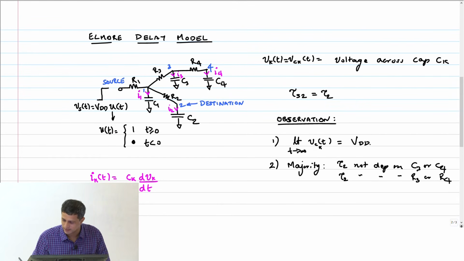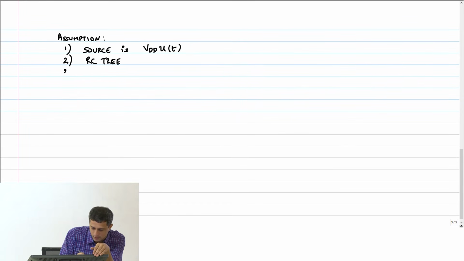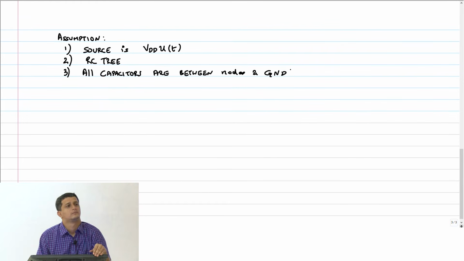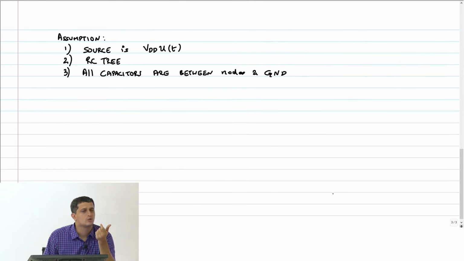And the third assumption is all caps are between nodes and ground. That means there is no capacitor in series, right? They are only connected through resistors. This is the necessary thing.